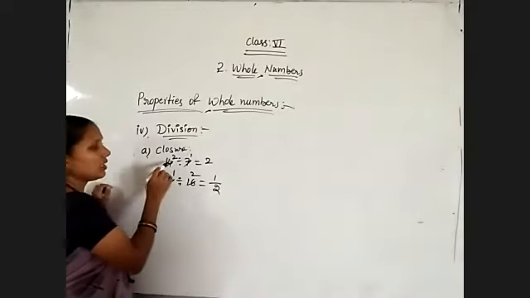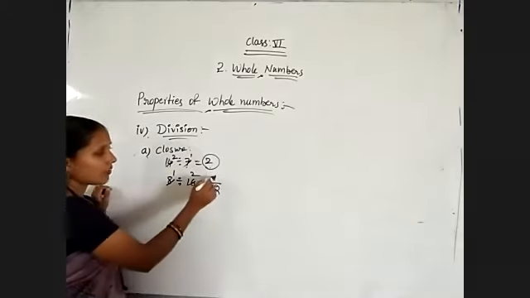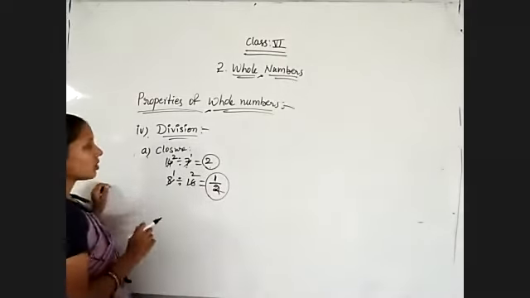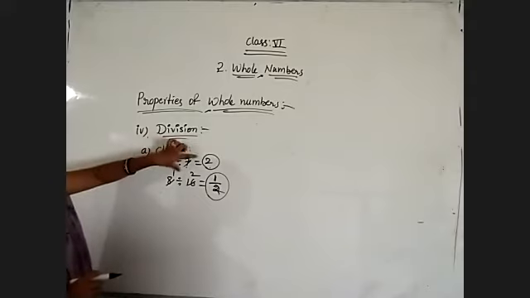Observe here, 2 by 1, that is nothing but 2, it is a whole number. But is 1 by 2 a whole number? No, it is a fractional number. So closure property is not suitable for all the cases. Only it is suitable for some of the cases.